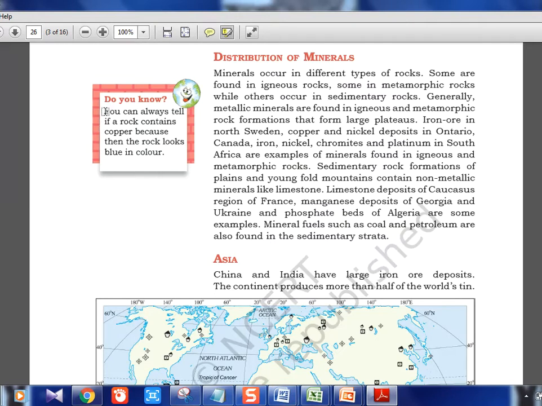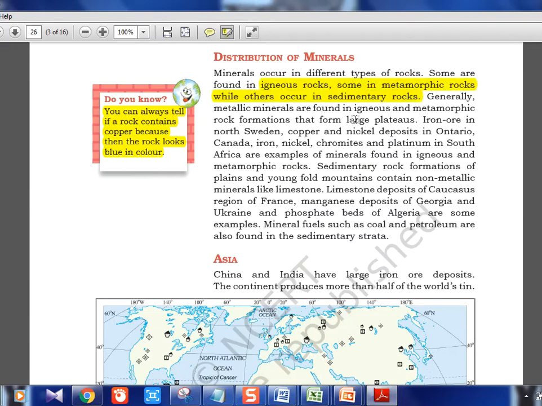You can always tell if a rock contains copper because then the rock looks blue in color. So color is a factor which will tell us what mineral is there in a rock. Blue means copper. Minerals occur in different types of rocks. Some are found in igneous rock, some in metamorphic. We have seen the different types of rocks in class 6 standard. If you have not watched that video, please watch.